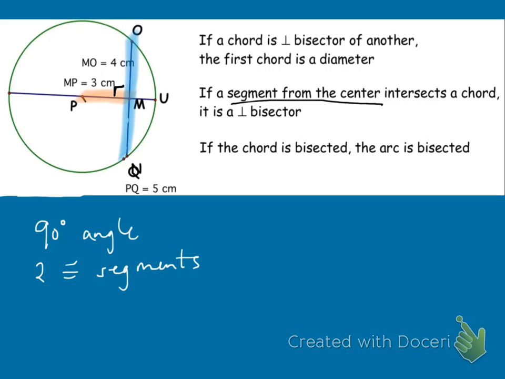And then finally, if the chord is bisected, then the arc is also bisected. So if you go back to this diameter being right here that we figured out earlier, and it bisects that chord ON, that means that this arc is also being bisected, which means that arc OU is congruent to arc UN.